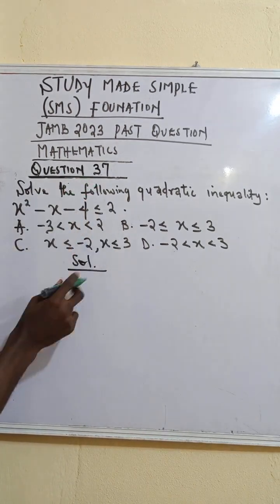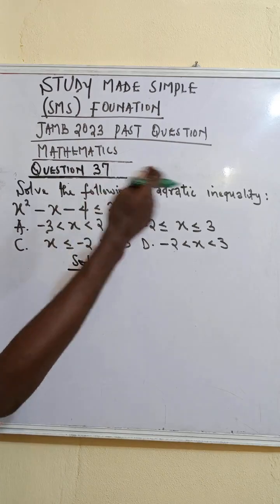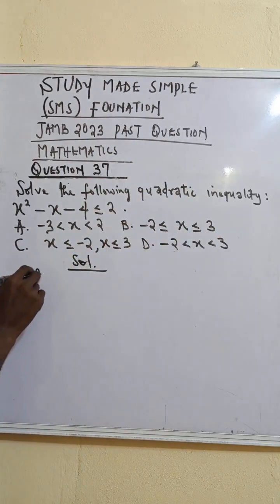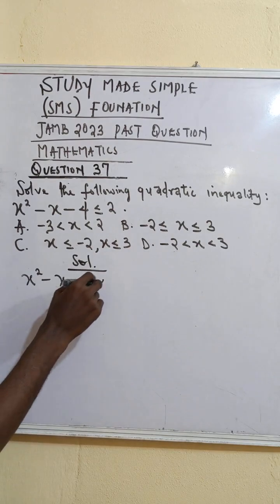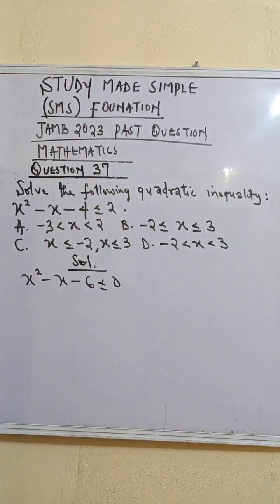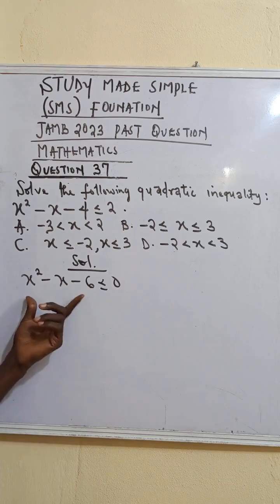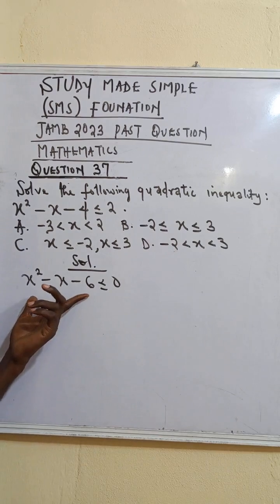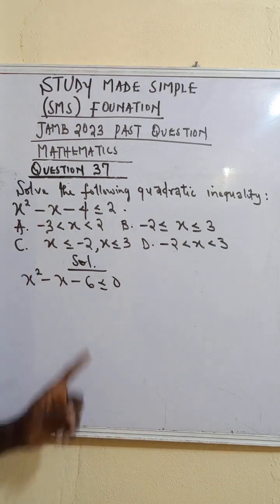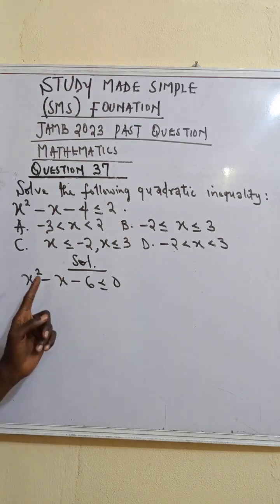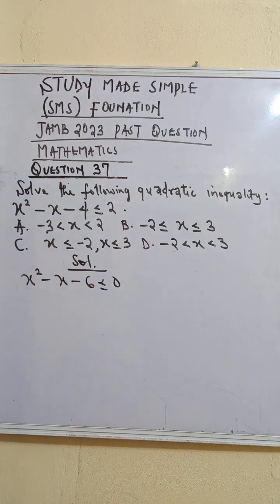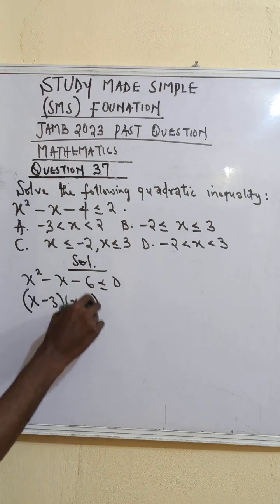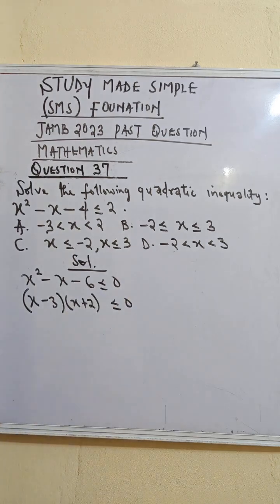First of all, I have to move this 2 to this side. It becomes 4 minus 2, that's minus 6. So I have x squared minus x minus 6 less than or equal to 0. Nothing remains here. Of course, I don't want to waste time, so you know how to factorize. To factorize this, the two numbers that will produce minus 6 and negative 1 are minus 3 and plus 2. So I can have (x minus 3) in one bracket and (x plus 2) in another bracket, all less than or equal to 0.